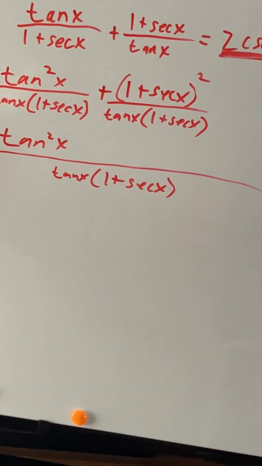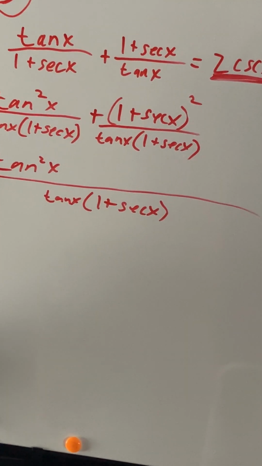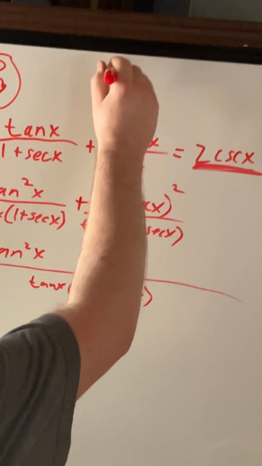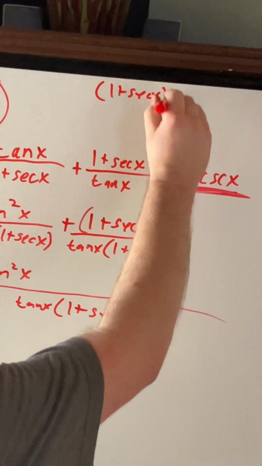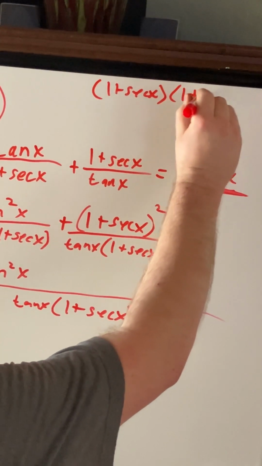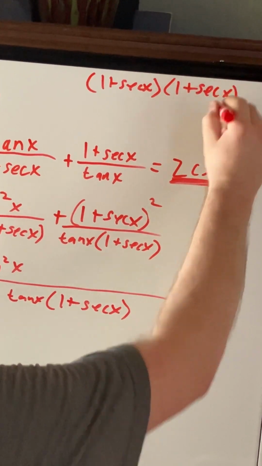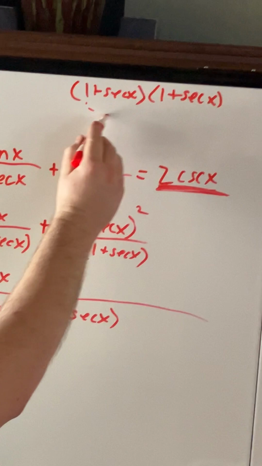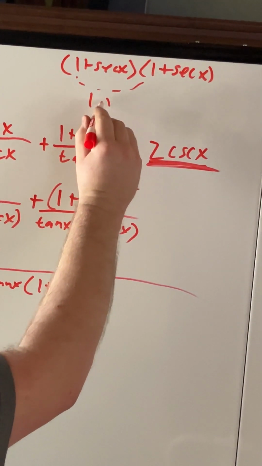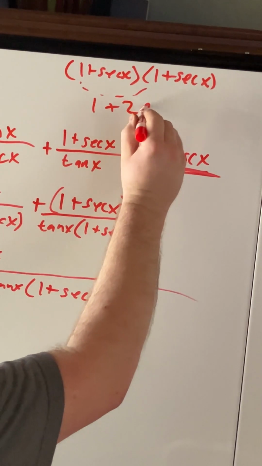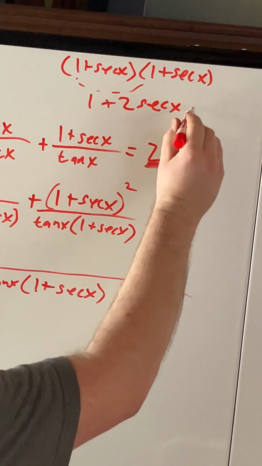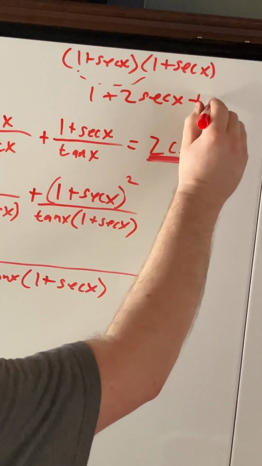Now, when I FOIL this out, I guess I can do it up here real quick just for you guys to see. 1 plus secant x times itself, right? So we're going to go this term times this term. We're going to get 1 plus secant x plus secant x, that's plus 2 secant x plus secant squared x.